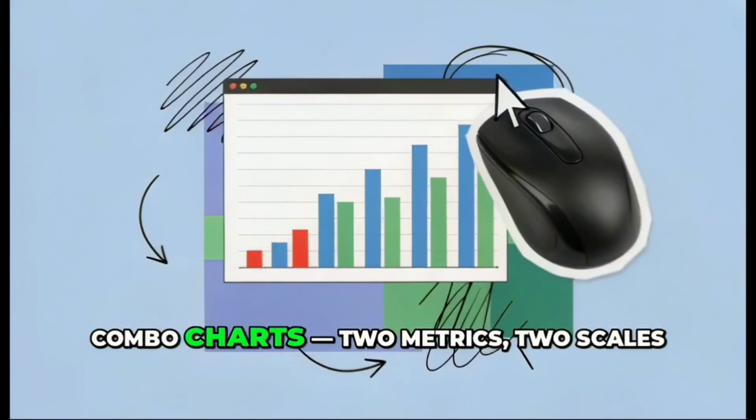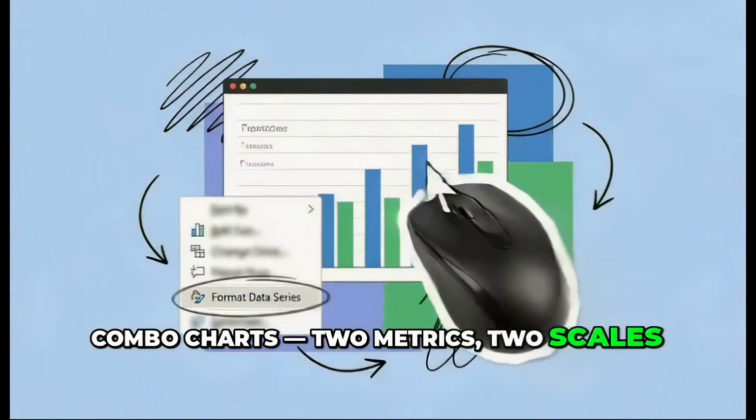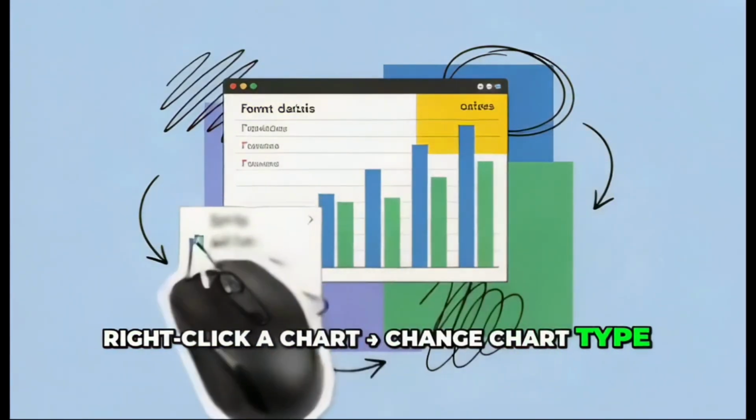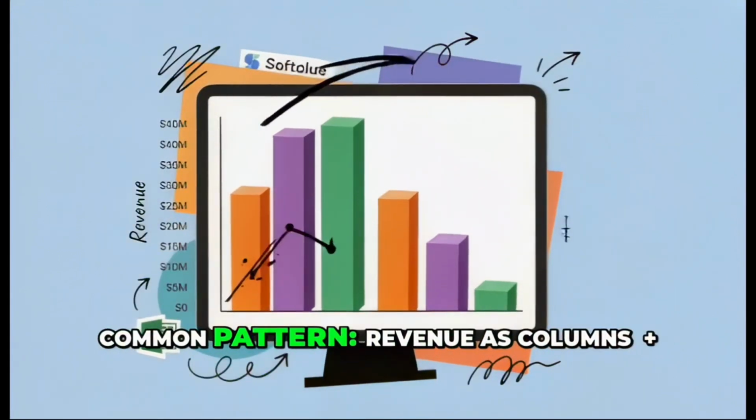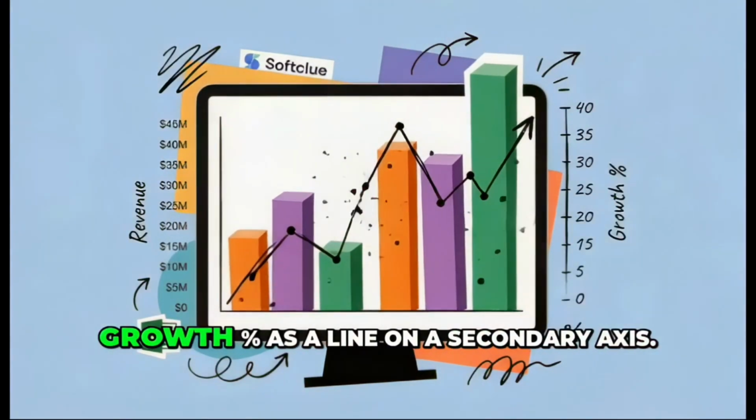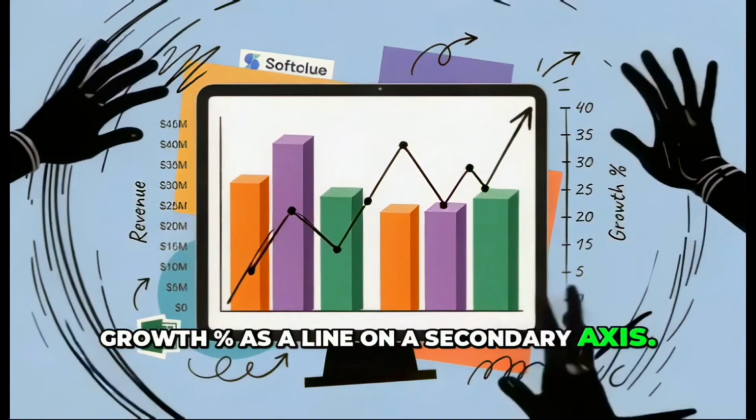Combo charts: 2 metrics, 2 scales. Right-click a chart, change chart type, combo. Common pattern: revenue as columns plus growth percent as a line on a secondary axis.